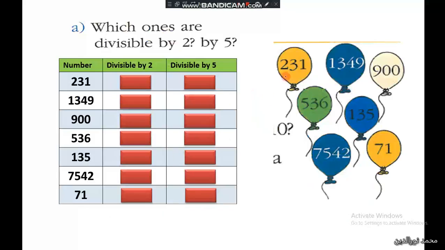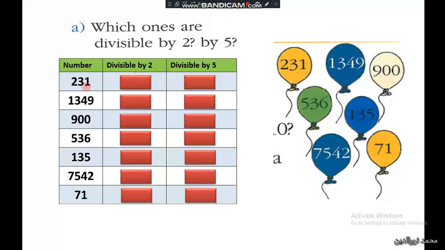So first of all, let's write these numbers in a table. So we put them: 231, 1349, 900, then 536, 135, 7541, 42, and 71. And then we have to check if each number is divisible by 2.